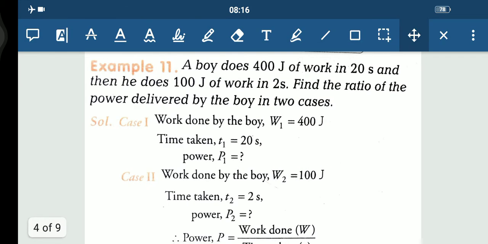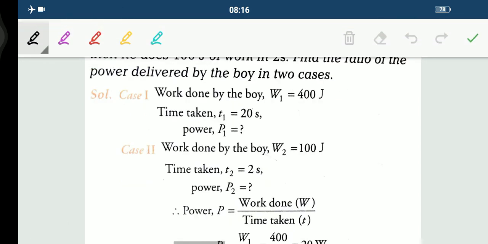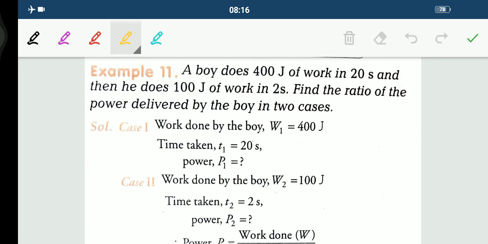Now here comes some numerical portion. I want everybody to sit with the notebook, take out one pen and start solving the numerical portion. See, the question says a boy does 400 joule of work in this much second. So always remember, whatever is given in your question, try to write it down first in your notebook. Like you know that work done by the boy is 400 joule. So firstly we'll just go through the question.